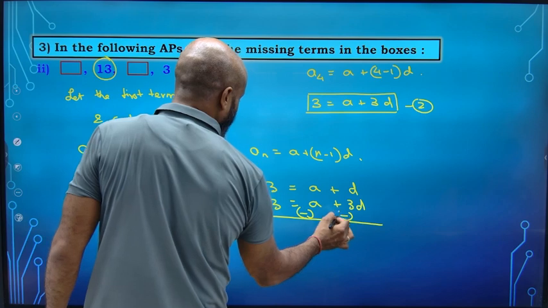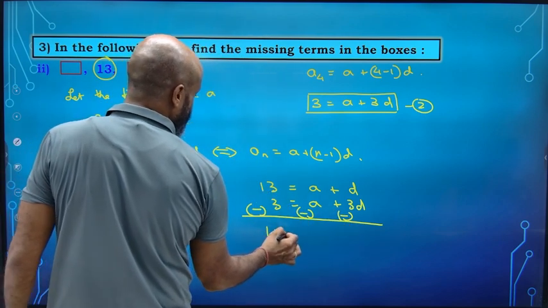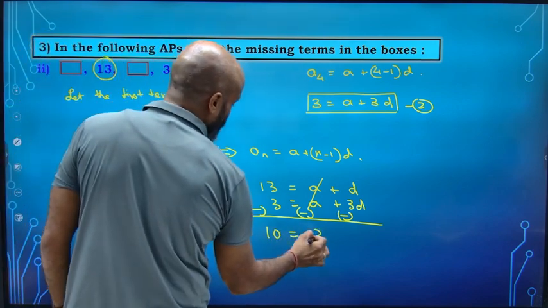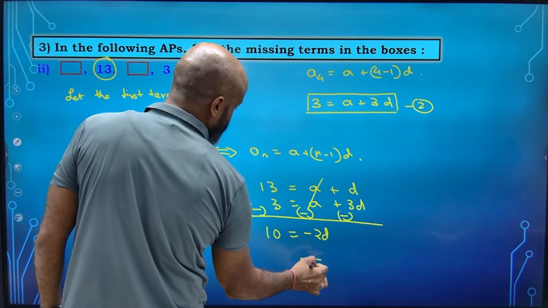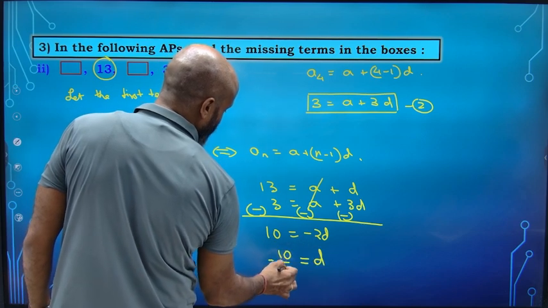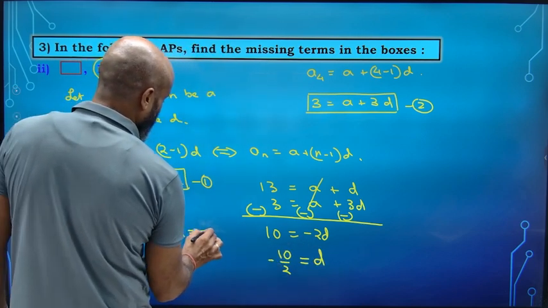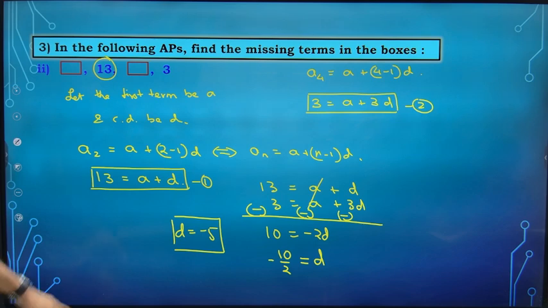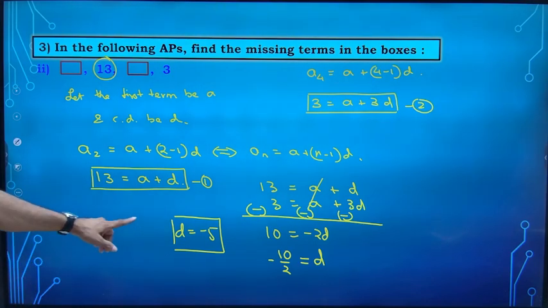Okay, so if we subtract this, minus and minus. So 13 minus 3 is 10. This A gets cancelled. D minus 3D, that is equal to minus 2D. So D is how much? 10 by minus 2. So D is equal to minus 5. Clear? Are we clear on this one, people? So D is basically minus 5.